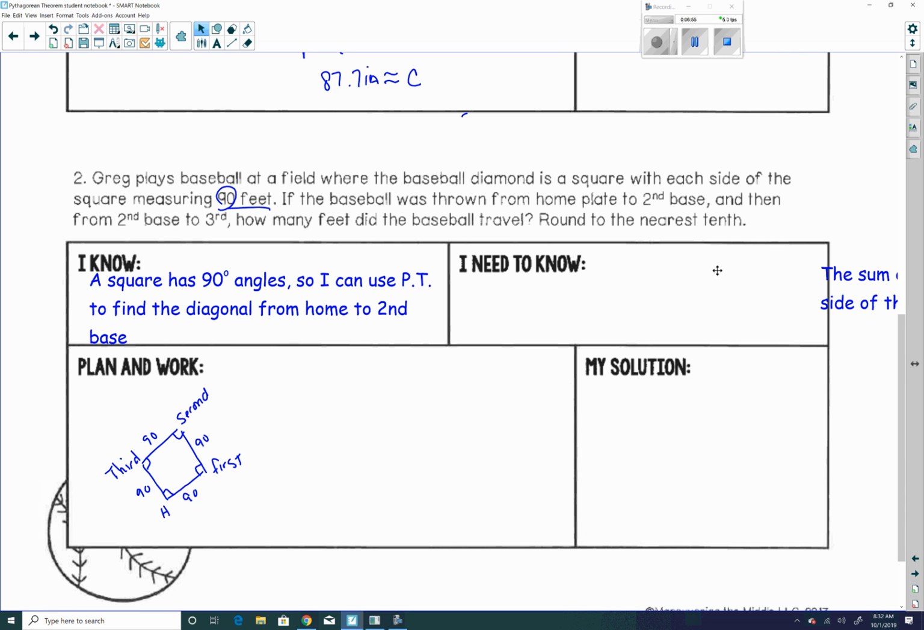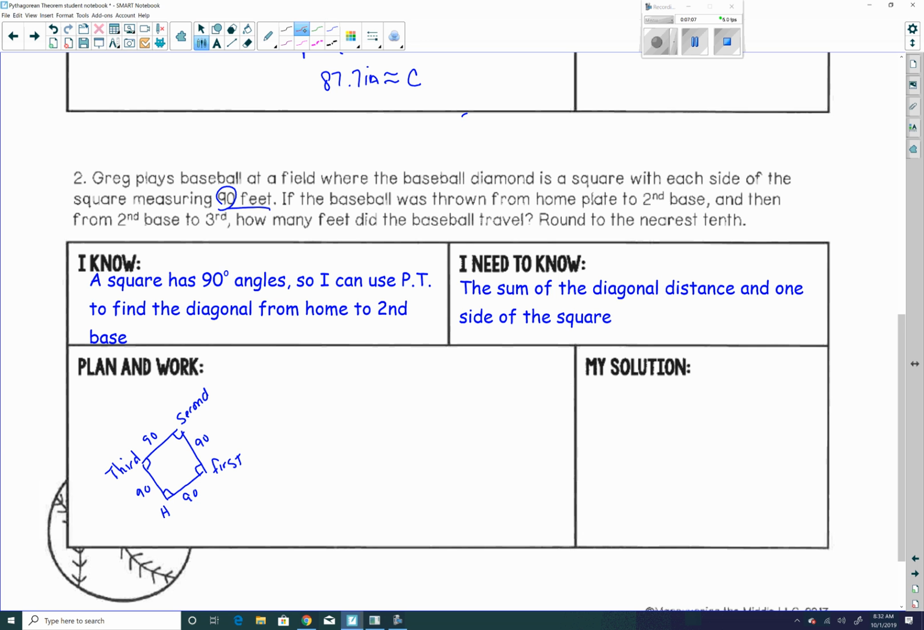What do I need to know? I need to know the sum of the diagonal distance and one side of the square. Why? Because the ball is traveling, I'm just going to demonstrate this, from here to here, then to here. So that's why I need to add those together. So the first thing I'm going to do is use the Pythagorean theorem. a squared plus b squared equals c squared. See if you can go ahead and set up the problem using the sides of the triangle.